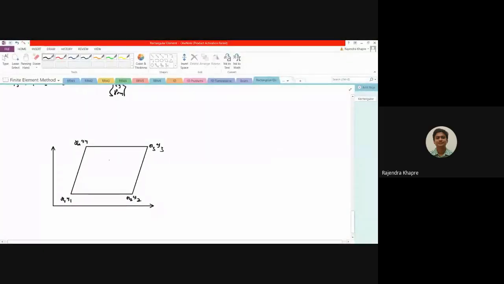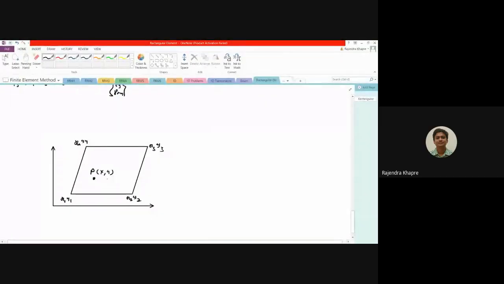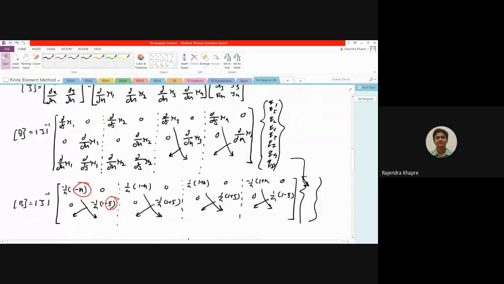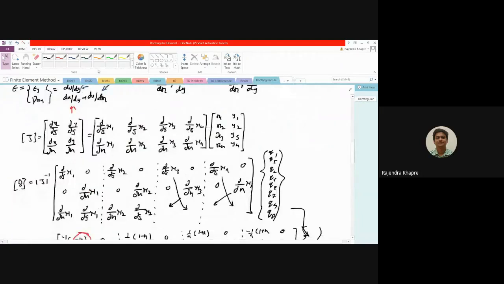तुमको क्या पूछेंगे कि ये पॉइंट है P, इसका x और y तुमको दिया है, तो तुमको क्या करना है, इस पॉइंट पे जैकोबियन मैट्रिक्स निकालना है. ठीक है, so if you want to calculate the Jacobian matrix at that particular point, we already know the Jacobian matrix at that particular point is like this. It is nothing but the d by d xi of n1 n2 n3 n4 multiplied by x1 x2 x3 x4 and so on.